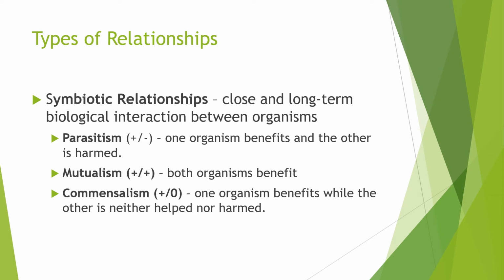The other kind of relationship is mutualism. This is shown by a plus and a plus. Both organisms end up benefiting. Yay! And then there's commensalism, which has a plus and a slash with a 0. And that demonstrates that one organism benefits while the other is neither helped nor harmed. Okay, so there are several different kinds of symbiotic relationships, and those are just a few. Some of them hurt an organism, some of them help organisms, and then some neither help nor hurt.